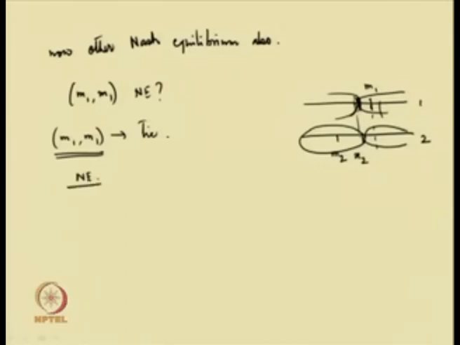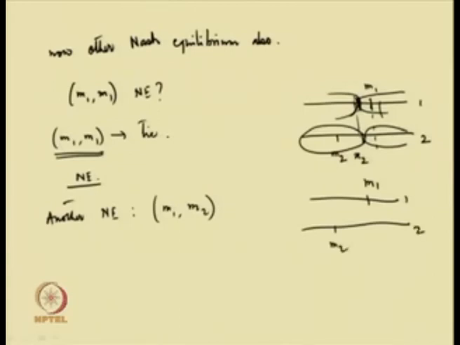But this demonstration itself shows us that there could be other Nash equilibria also. One Nash equilibrium, for example, could be M1, M2. So, here player 1 is announcing M1, player 2 is announcing M2. This means that player 2 will win district 2 and player 1 will win district 1, and so there will be equal division of the electoral college votes, and that will be a tie. And this is a Nash equilibrium, because you cannot deviate and win outright. None of the players can do that.